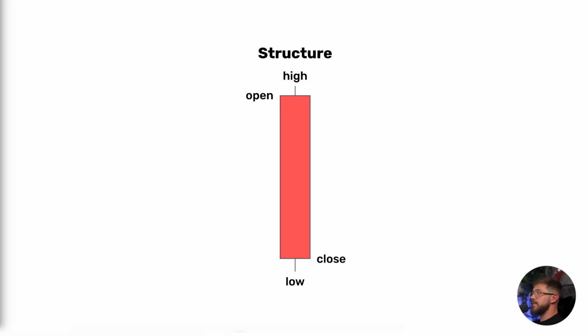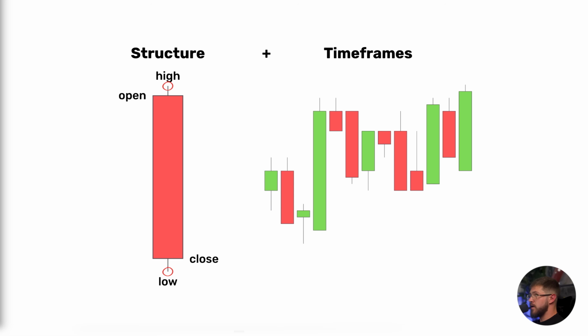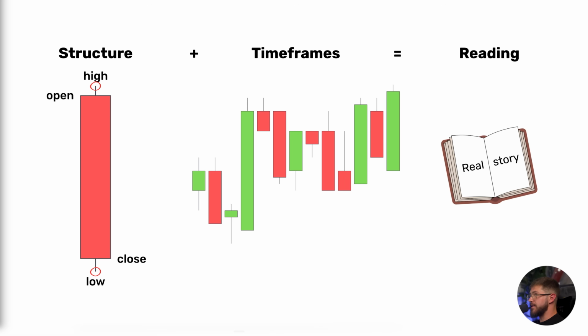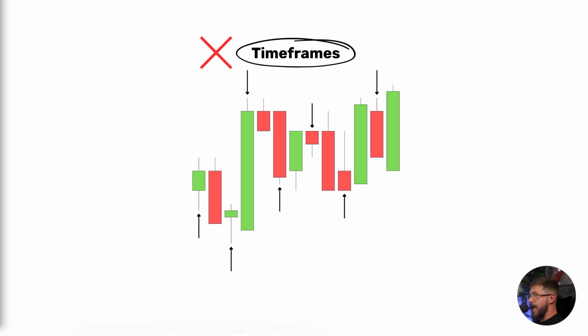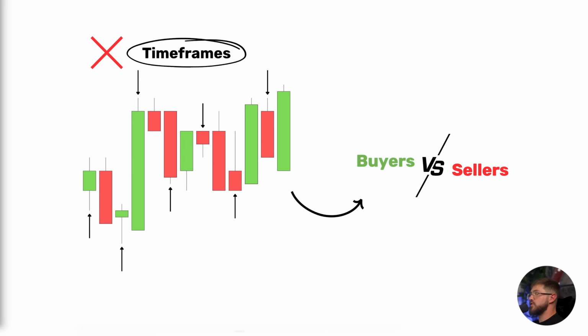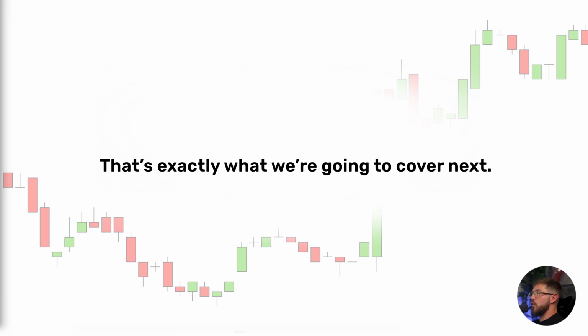And once you understand this basic structure, the open, high, low, close, the body, the wicks, and how time frames work, you can start reading the real stories that these candlesticks are telling you. Because every candlestick, no matter what time frame you're looking at, is showing you the result of a battle between buyers and sellers. And understanding who won that battle and how they won it is the key to reading market psychology. And that is exactly what we're going to cover next: what your candlesticks are really telling you about who is in control of the market.